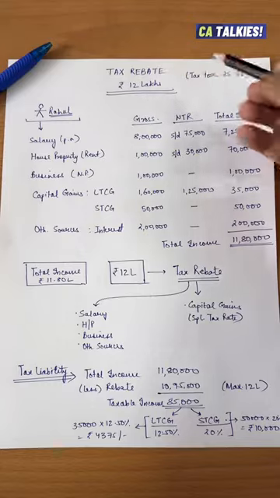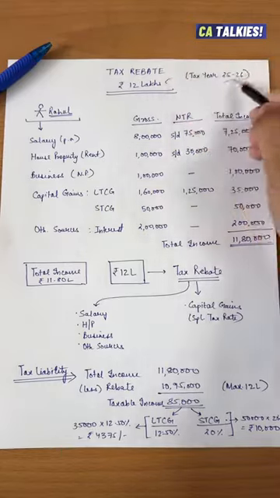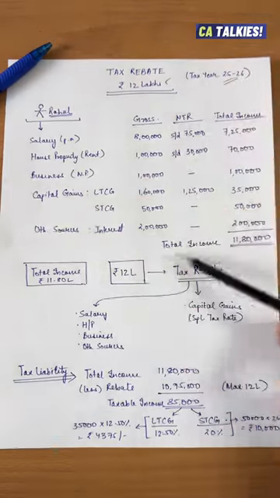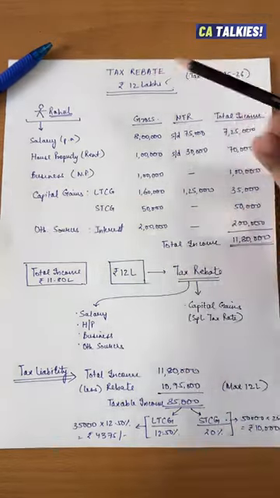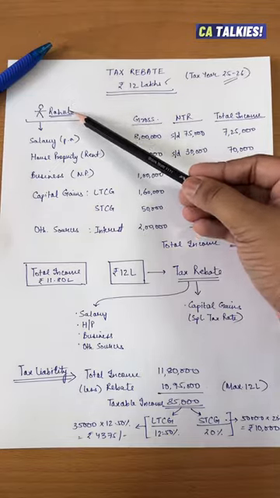There's a lot of confusion about the tax rebate which is allowed on income up to 12 lakh rupees during a tax year. So with the help of this comprehensive example, I will tell you how the tax rebate actually works.